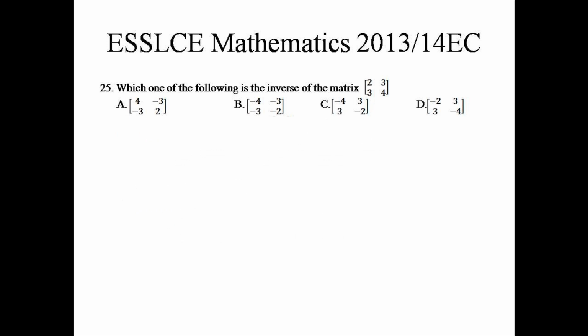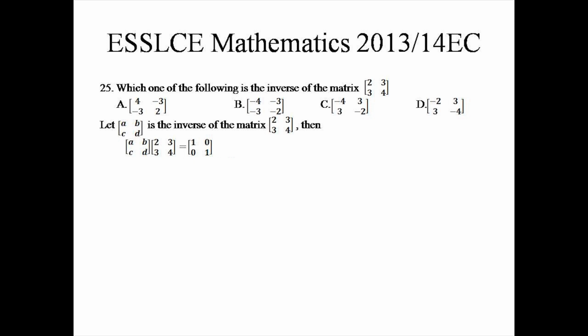Question number 25. Which one of the following is the inverse of the matrix? That's a 2 by 2 matrix having elements of first row 2, 3 and elements of second row 3, 4. As we know, a matrix times its inverse is equal to an identity matrix. Then let the matrix with first row a, b and second row c, d be the inverse of the matrix under inquiry. Then the product of the two matrices, that is the matrix with elements a, b in first row and c, d in second row, times the matrix under inquiry, that's 2, 3, 3, 4, is equal to 1, 0, 0, 1.